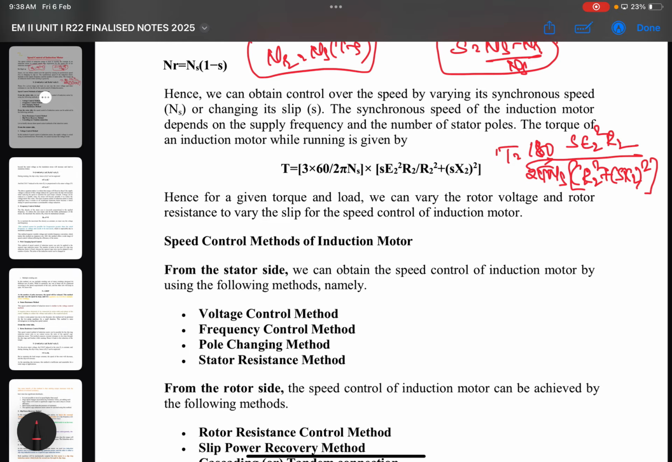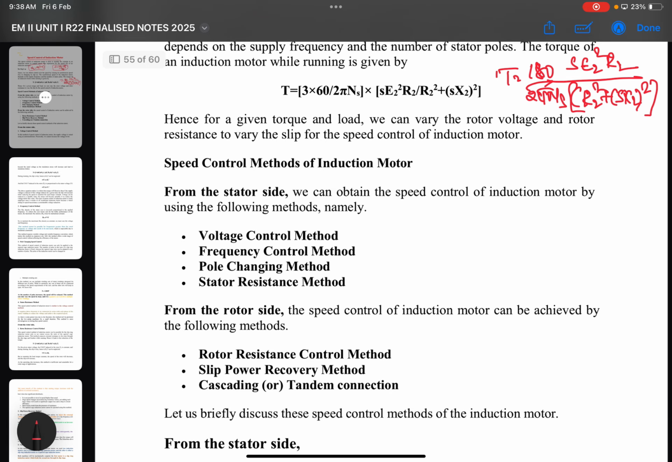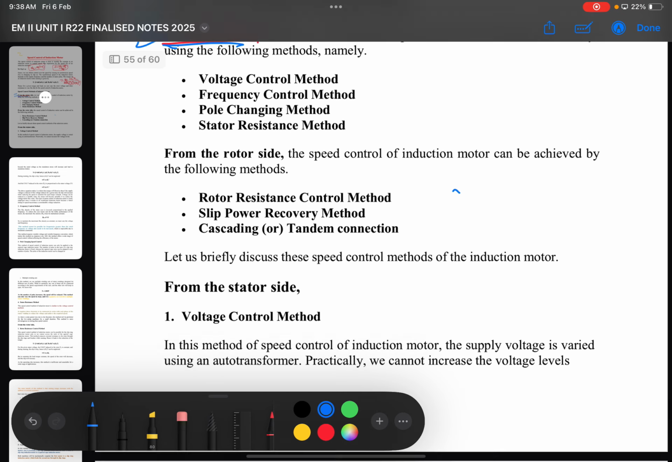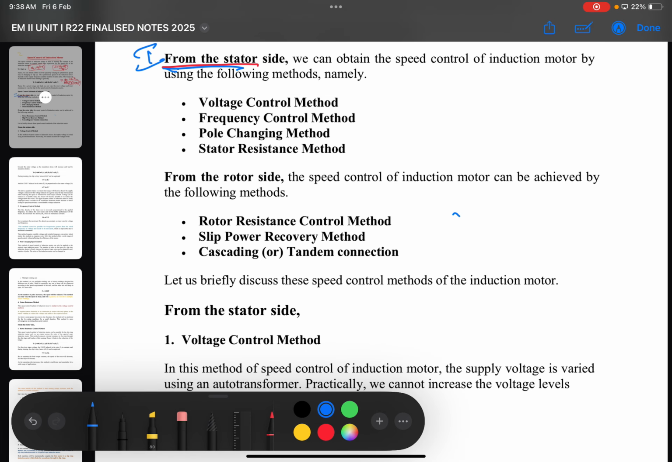Now, speed control can be done from two ends. Let it be from the stator side. There are two subheadings, I can say. When speed control is done from the stator end, that is stator speed control, it is subdivided into several topics. Similarly, when speed control is done from the rotor side, it is again subclassified into several parts.